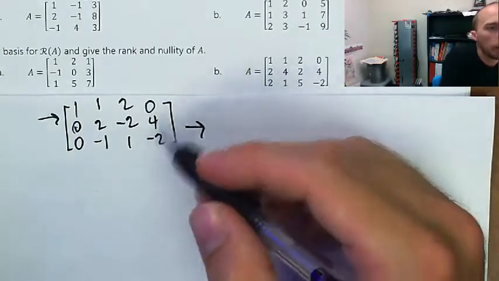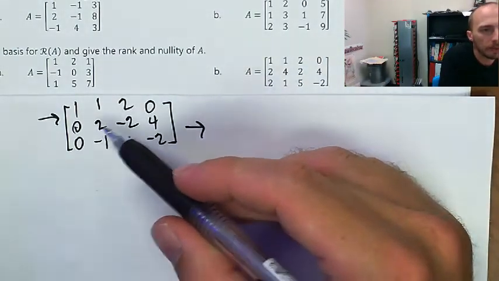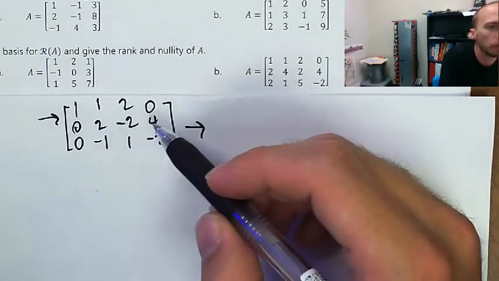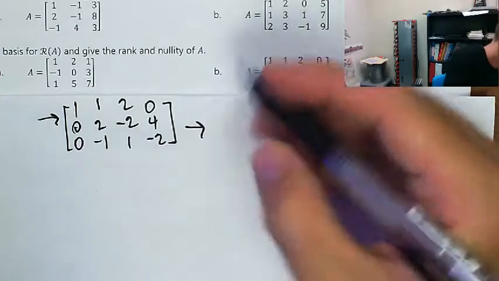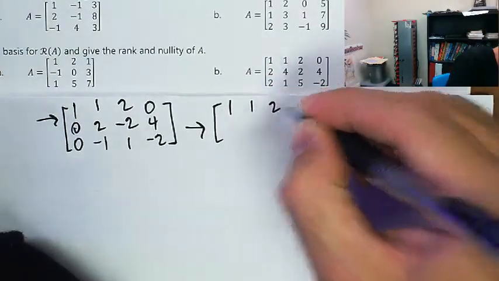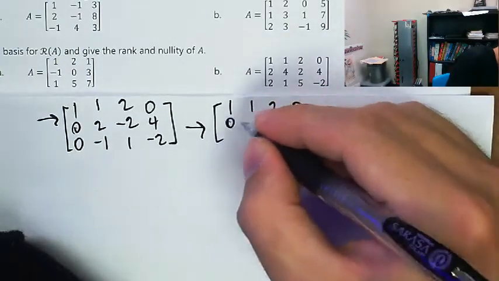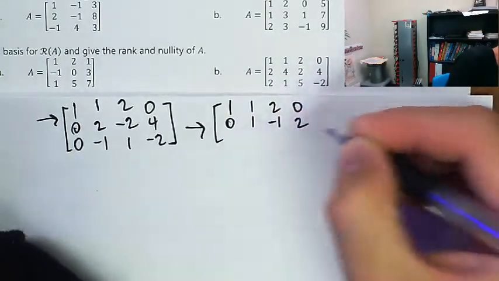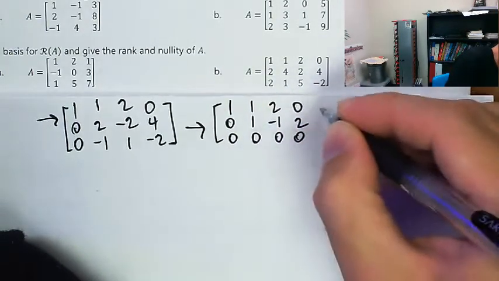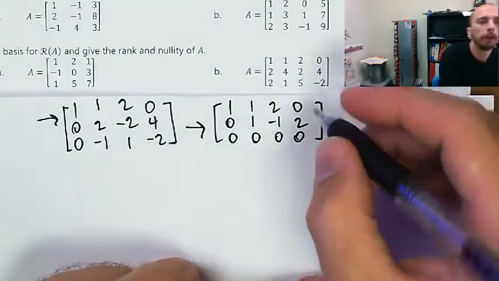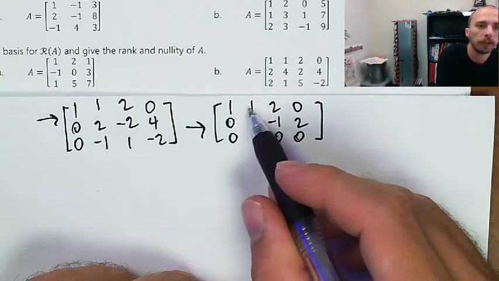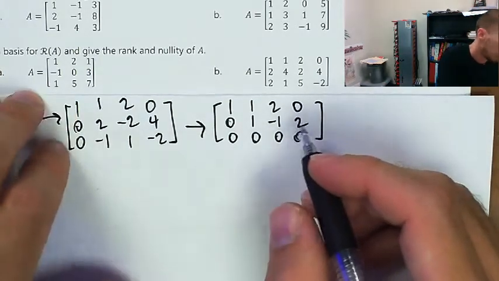Now, I think I'm going to divide the 2 out. So I'll have a 1, negative 1, 2. Add that down to kill off the whole third row. So 1, 1, 2, 0. 0, 1, negative 1, 2. 0, 0, 0, 0. This is not fully reduced because not each leading 1 is the only non-zero entry in its column. So I'm going to need to subtract up there.